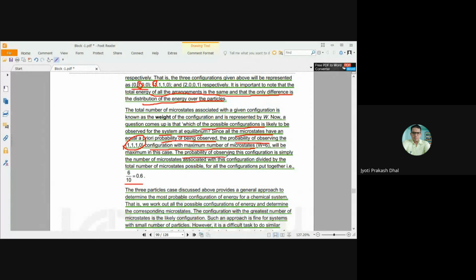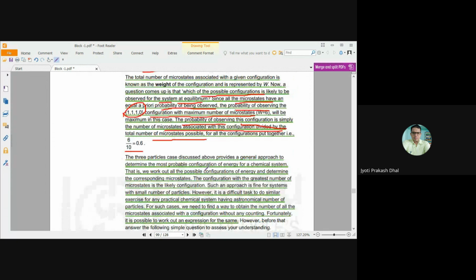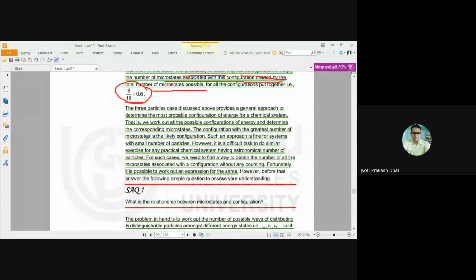That will be the maximum in this case. So the probability of observing this configuration is simply the number of microstates associated with the configuration divided by the total number of microstates possible. The number of microstates for this type of configuration is 6, and the total is 10. So the probability of getting this configuration will be 6 by 10, which equals 0.6.